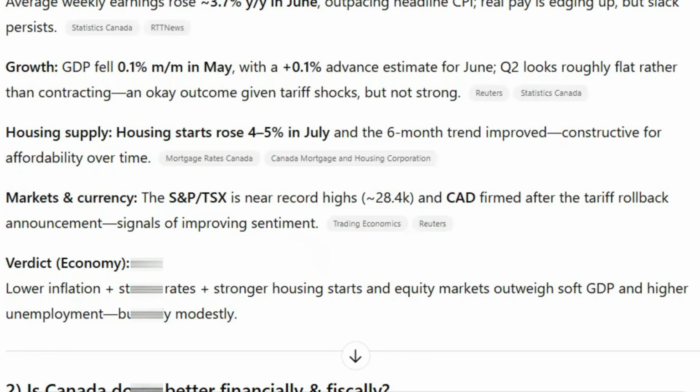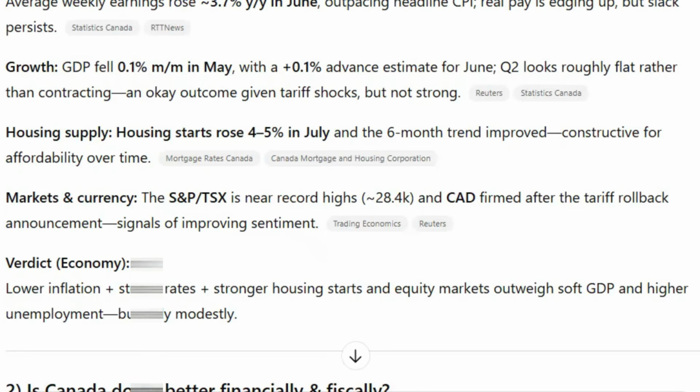Markets and currency. S&P TSX near record highs, and the Canadian dollar firmed after the tariff rollback announcement. Signals of improving sentiment. Well, yeah, certainly Trump seemed to like the tariff rollback announcement, and he says he likes Mark Carney, but there's still no sign of a deal. There's really still no sign of a deal. So ChatGPT says signals of improving sentiment, but we shall see.